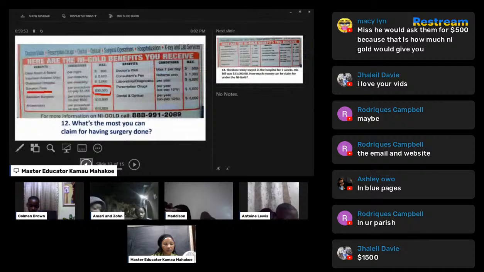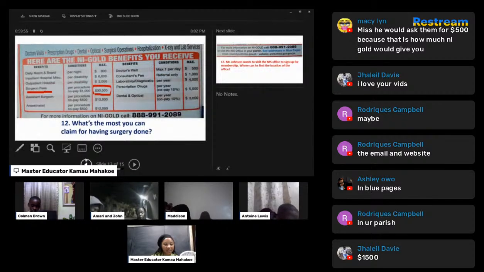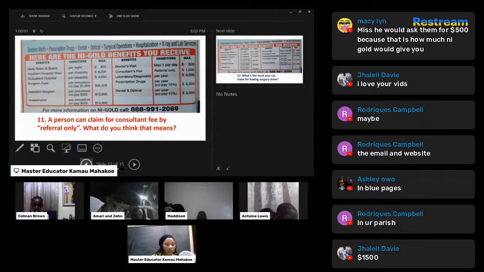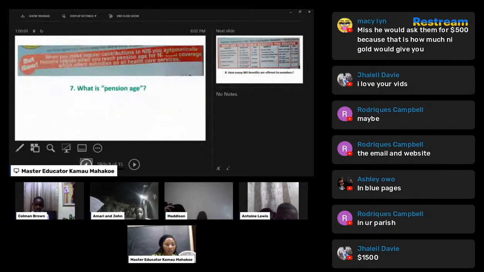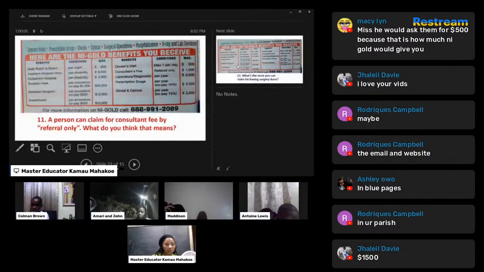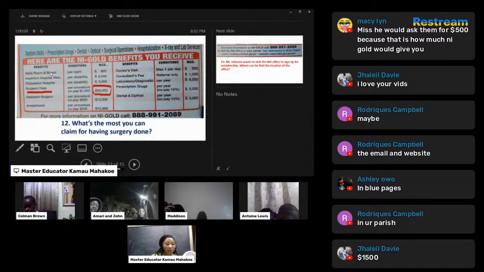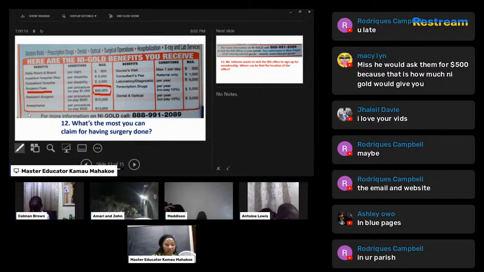So he stayed in the hospital. So this is room and board in the hospital, per night $800. Per night $800 if you're staying in the hospital.